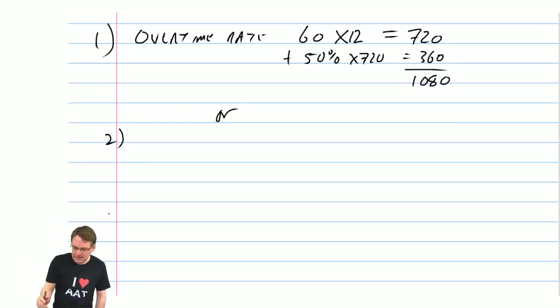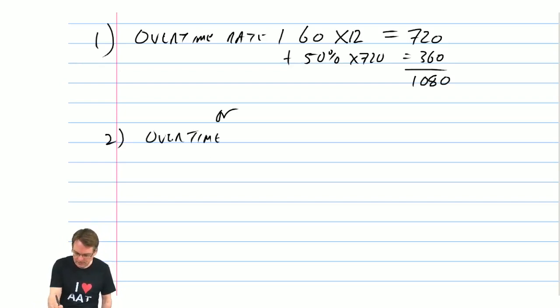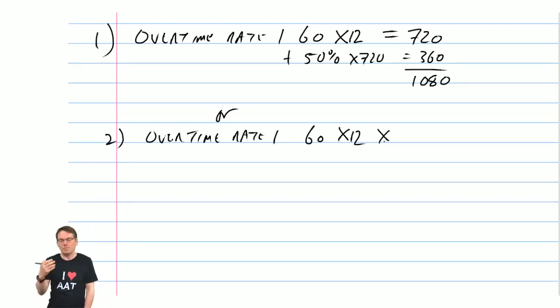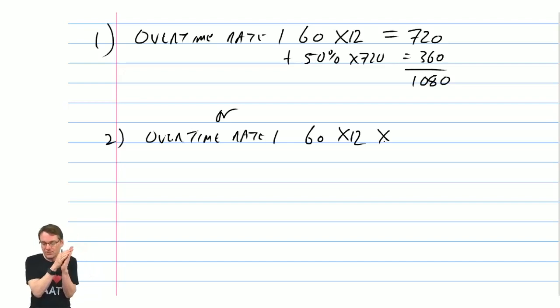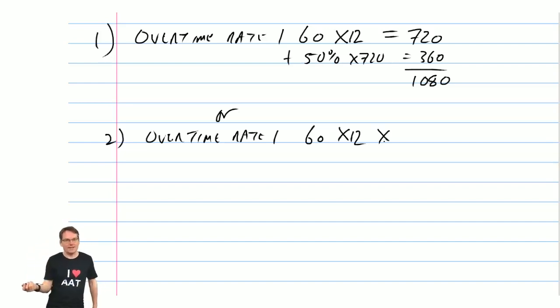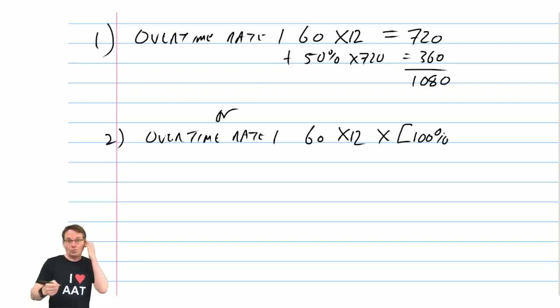The second way you can do it is overtime rate 1, 60 times 12 times. Now again, you might not like this method. If you don't like this method, that is absolutely fine. You do what works for you. What I'm going to do is work out how much they get paid an hour. Well, they get paid £12. That's their normal rate. That's 100% of what they normally earn.